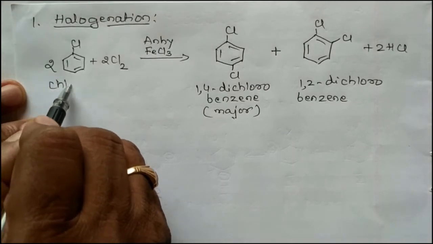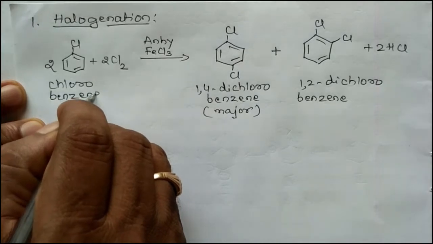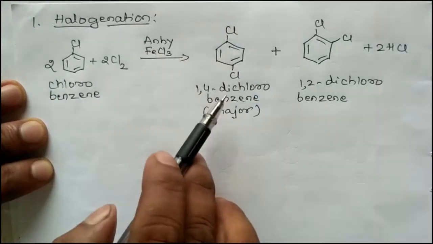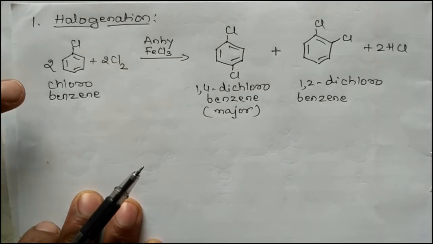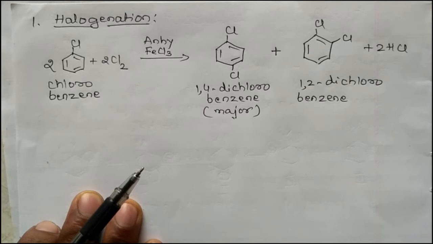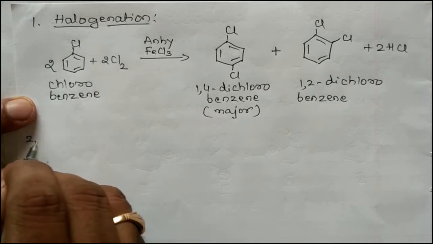Chlorobenzene. Whenever you are writing equations, don't forget to write their names just below the formula. Chlorobenzene is heated with chlorine in the presence of anhydrous FeCl3 or anhydrous ferric chloride or aluminum chloride. A mixture of ortho and para dichlorobenzene is formed. This reaction is known as halogenation. Next, the second reaction is nitration.